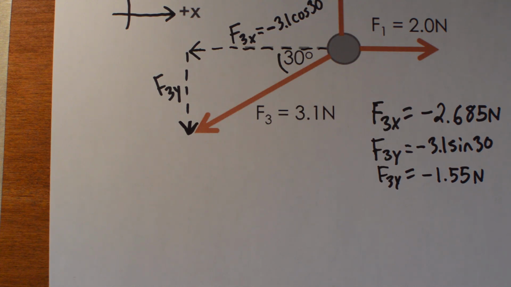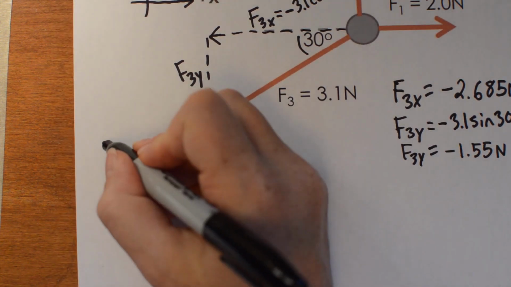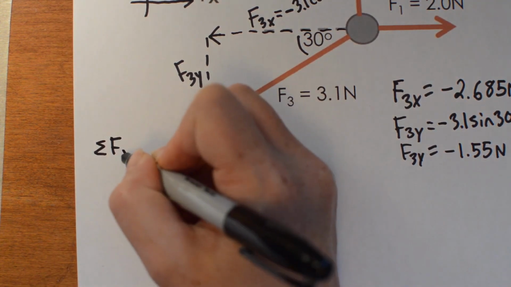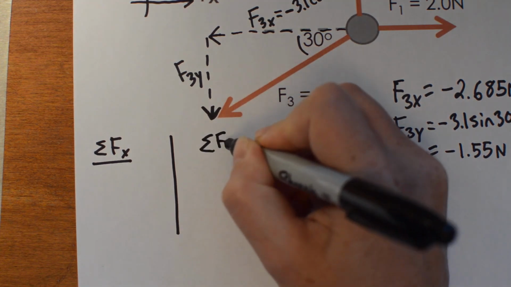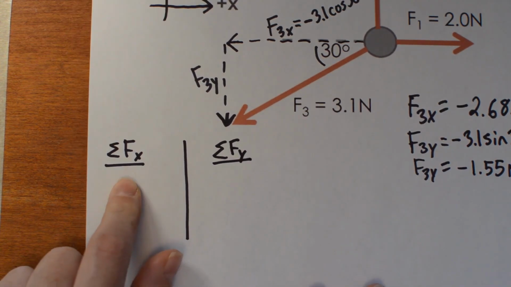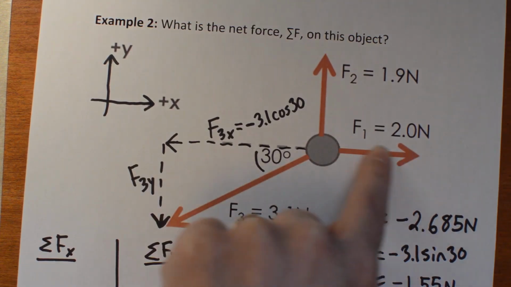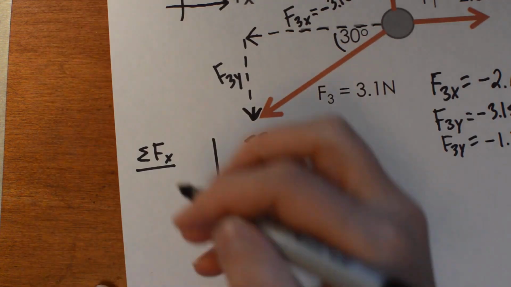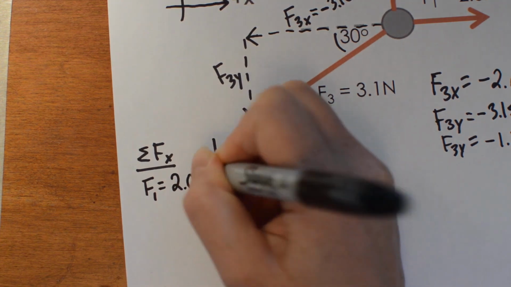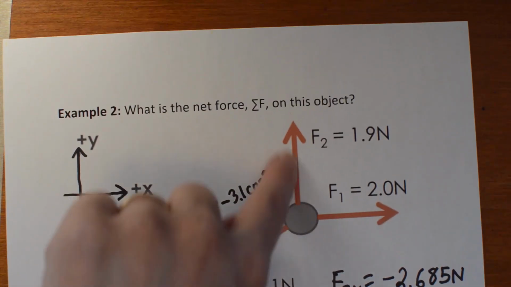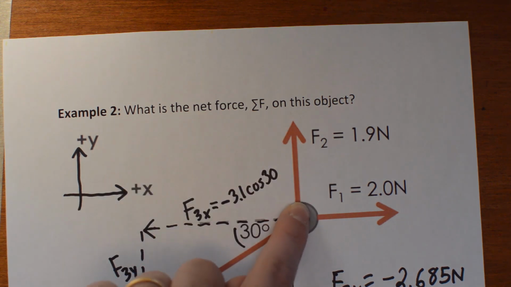Alright, so I split every force that needed splitting into components. My next job is just to sum up all the x stuff and sum up all the y stuff. So sum of the forces in x here and sum of the forces in y here. So in x I have F1, and that's forwards in x, and it's positive 2. So F1 is positive 2 newtons. And then F2 has no x component, so I don't need to write anything down there.